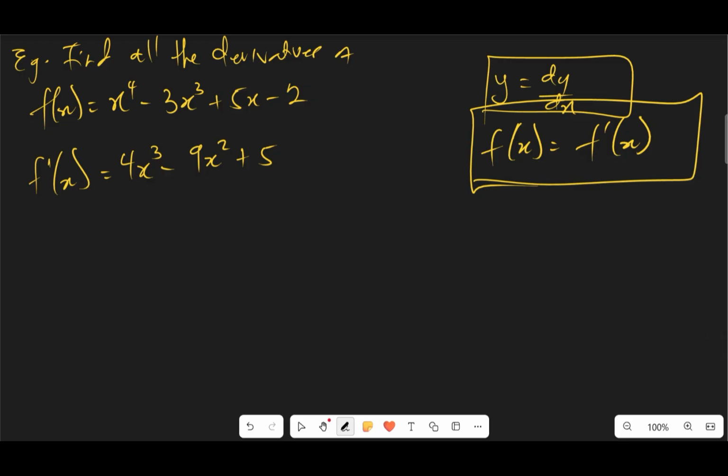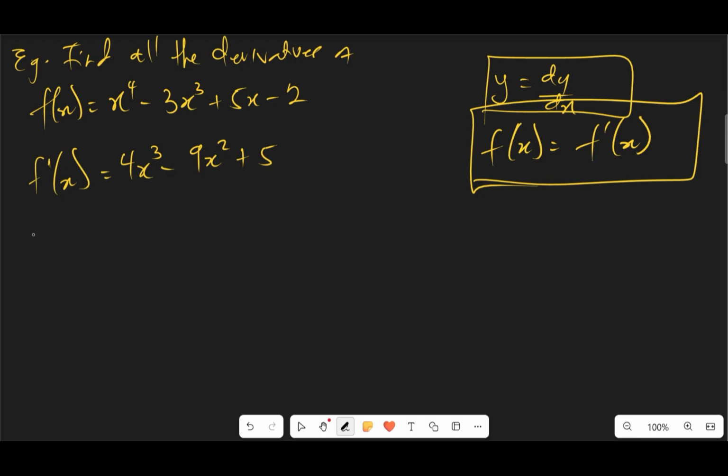Because if I differentiate 2, I'm going to get 0. And if I differentiate 5x, I'm going to get 5. If I differentiate 3x cubed, I'm going to get minus 9x squared. And if I differentiate x raised to the power 4, I'm going to get 4x to the power 3. Now we are not done.